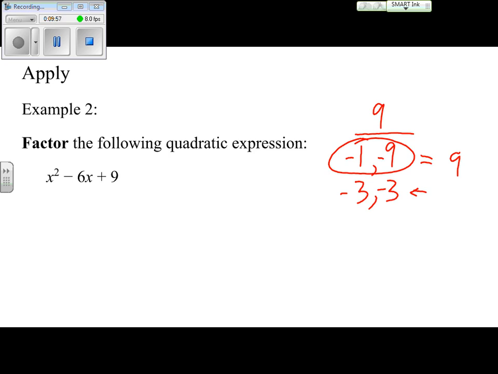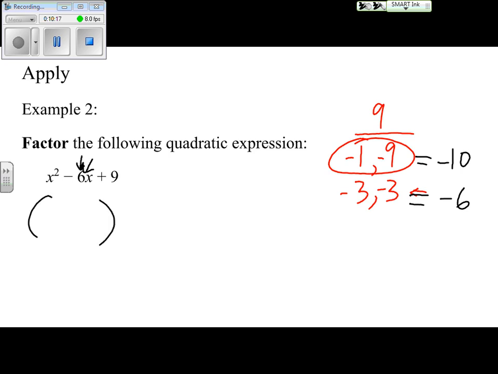Now, what we want to actually check, though, is which one of these will add to be our negative 6. And so if I'm adding these, a negative 1 plus a negative 9 gives me a negative 10. And then when I add this next batch together, I end up with negative 6. And of course, we want to have a negative 6 because that is what our b term was.